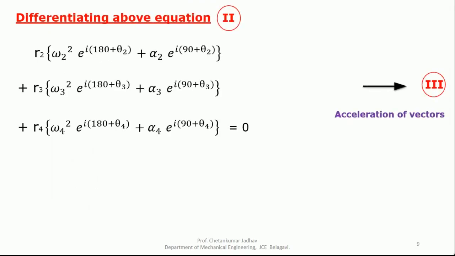Then we are going to differentiate the above equation 2 so that we get R2 in bracket omega 2 square e to the power i (180 plus theta 2) plus alpha 2 e to the power i (90 plus theta 2), plus R3 in bracket omega 3 square e to the power i (180 plus theta 3) plus alpha 3 e to the power i (90 plus theta 3), plus R4 in bracket omega 4 square e to the power i (180 plus theta 4) plus alpha 4 e to the power i (90 plus theta 4) is equal to 0. We'll call this equation 3, which represents acceleration of vectors.